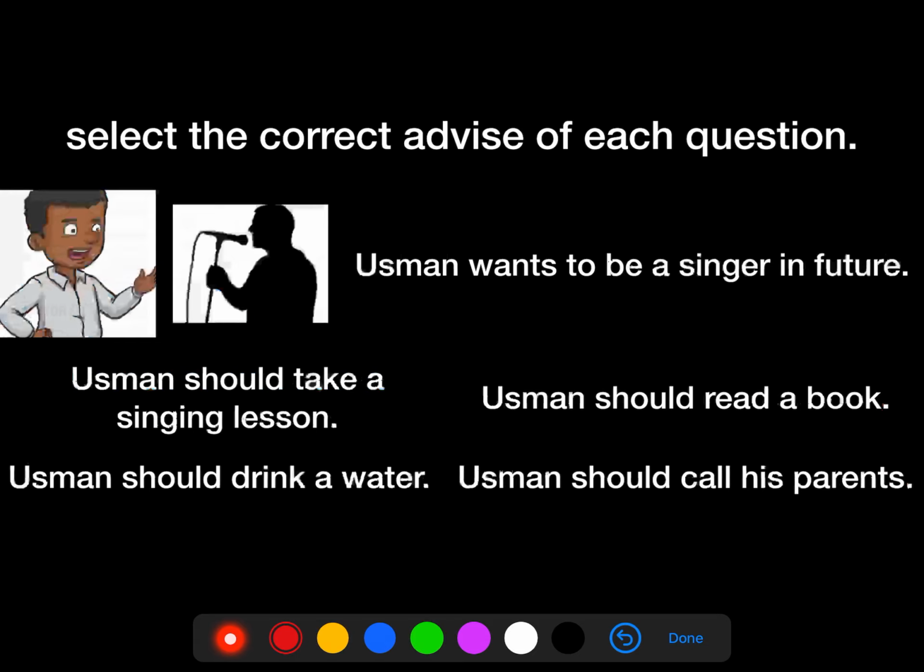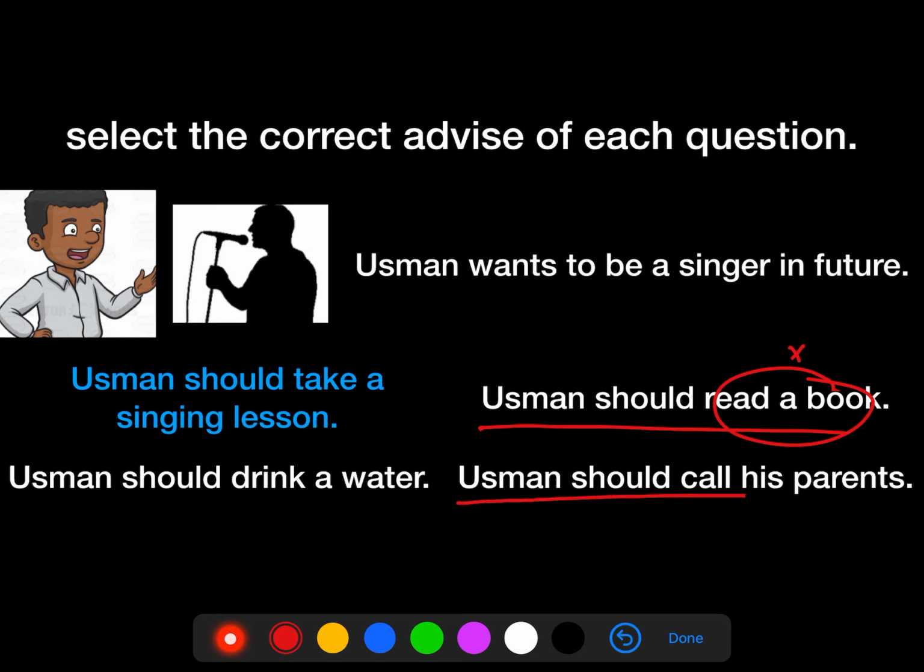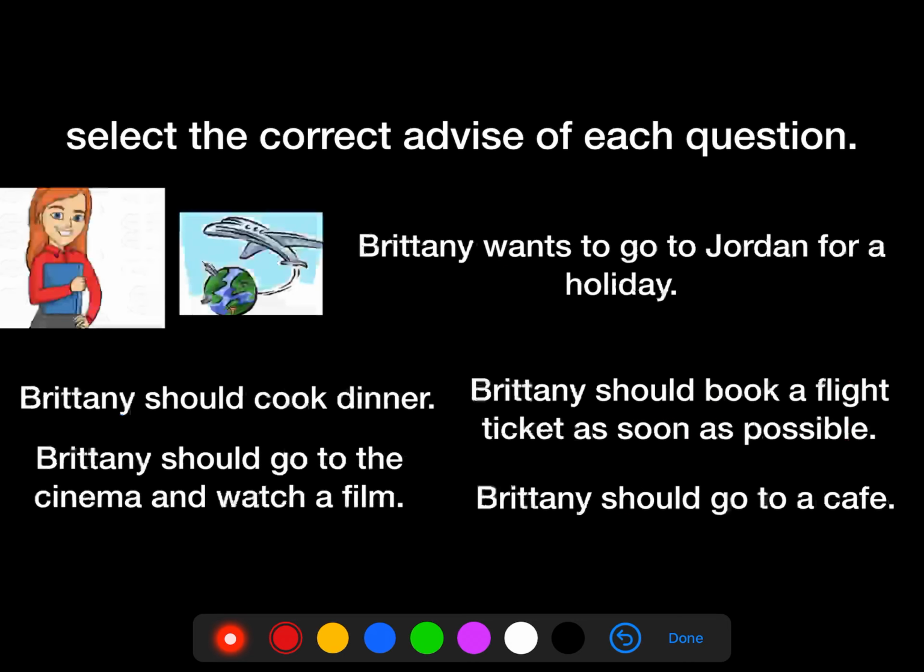Which is the correct advice for this sentence? Usman wants to be a singer in future. The answer is Usman should take a singing lesson. So then he can be a singer in future. Usman should read a book. It is incorrect. Usman should call his parents. Incorrect. Usman should drink water. Incorrect. So this is the correct advice for this sentence. Okay, next one. Number 3.